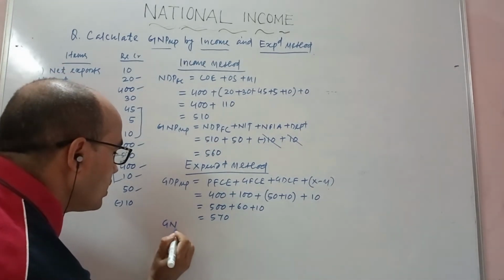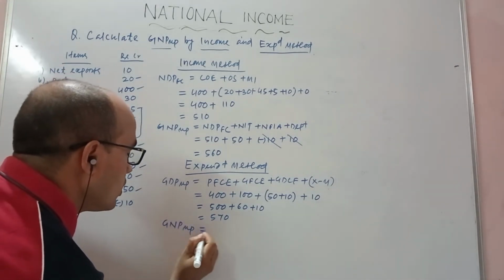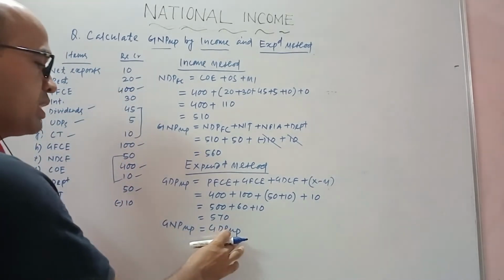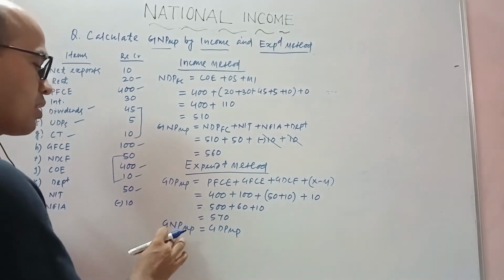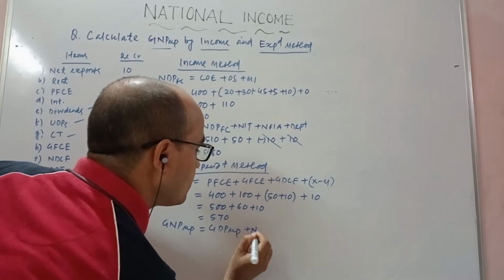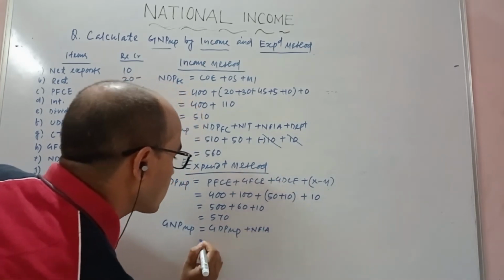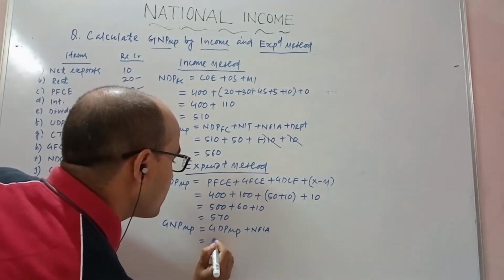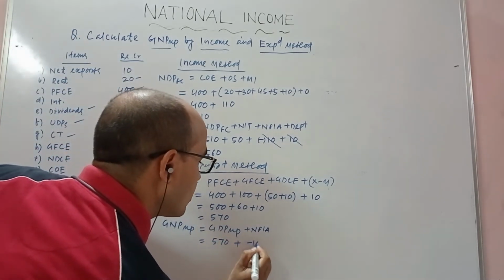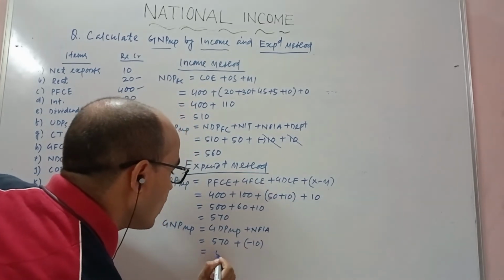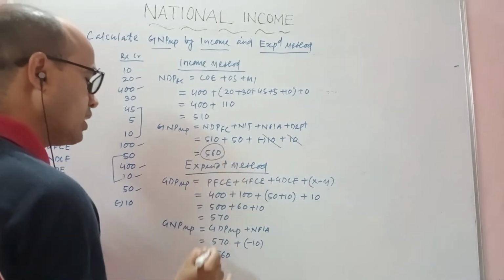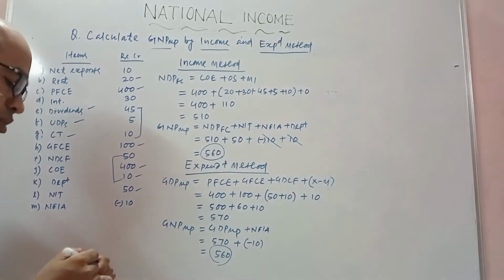So GNPMP is equal to GDPMP plus NFI. MP is market price, the product is the same, and here it is domestic and you want national, so plus NFI. Here you find out 570. NFI is given how much? NFI is minus 10. Plus or minus 10 is there. So the answer is 560. Students, you check it. Here we find GNPMP is 560, and in the expenditure method we also find 560.